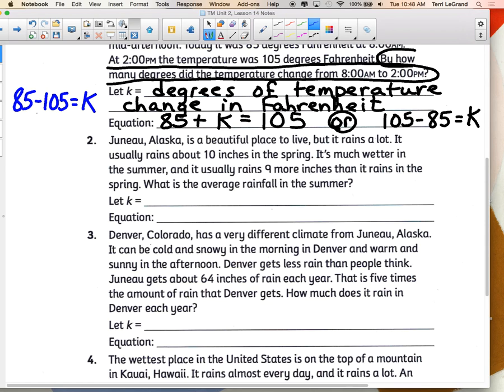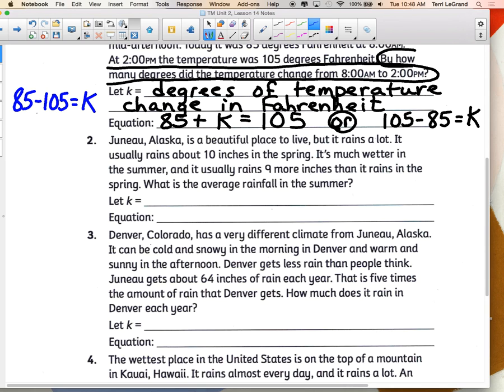Negative. You'd end up with a negative number because you're taking a bigger number away from a smaller number, and that would mean if you get a negative K value, you get a negative number of degrees, what would that mean happen to the temperature? Would it decrease? It would have gone down. Did it go down? No. So again, when we do these word problems, they're not hard. We just have to make sure we process through everything.